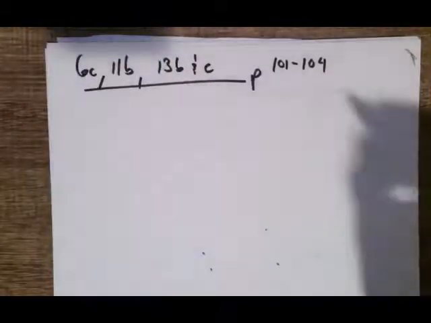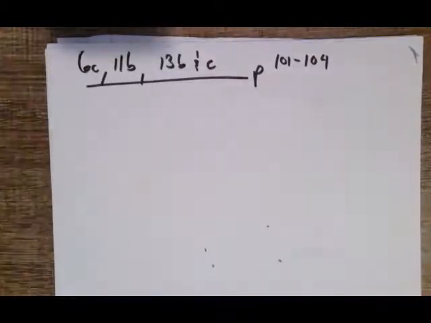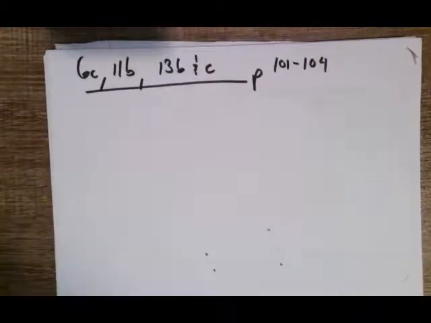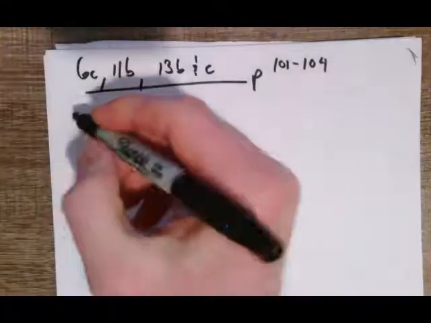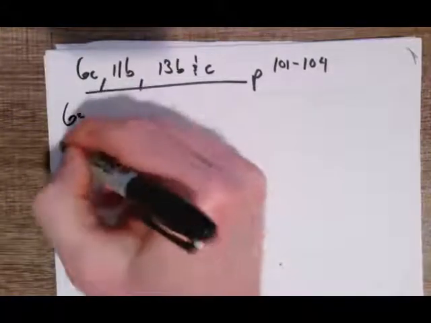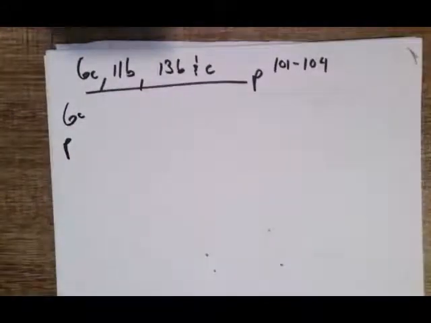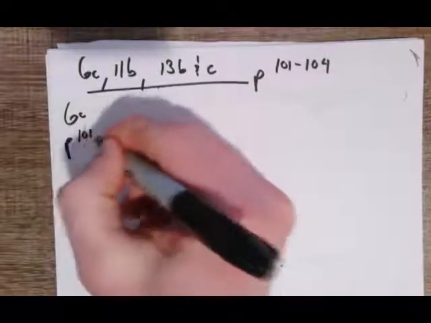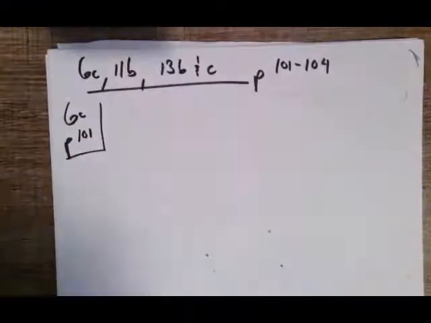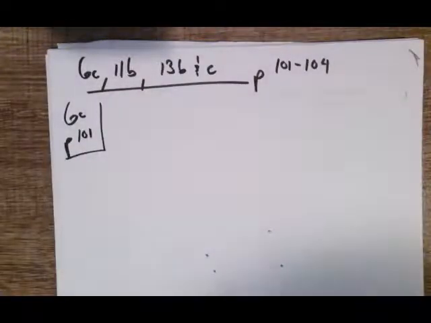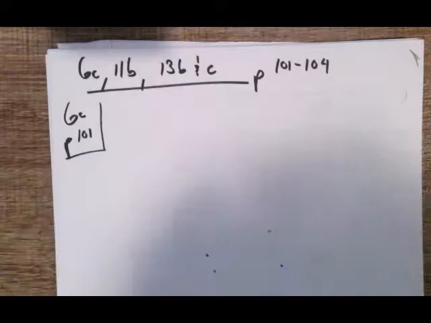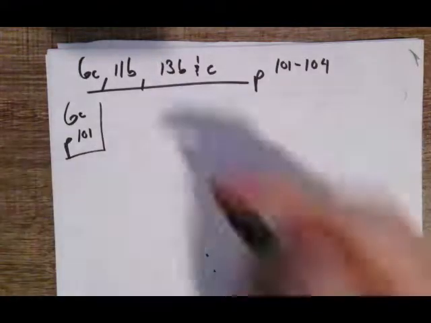Okie dokie. This is 2.2, some additional questions. So let's start with 6C, which is on page 101. It says, for which values of the variable is each radical defined? Justify your answer. So this one's the cube root of 4c squared.